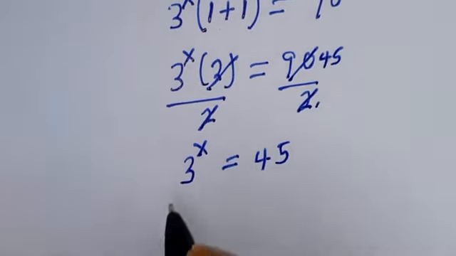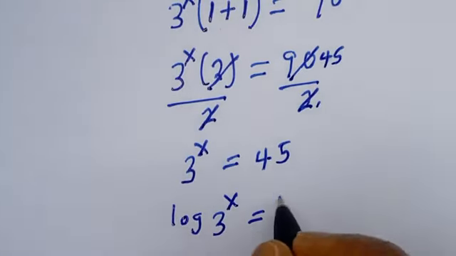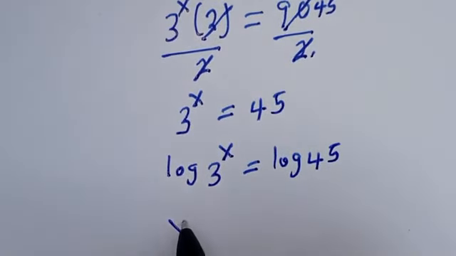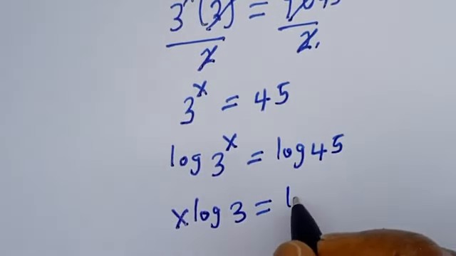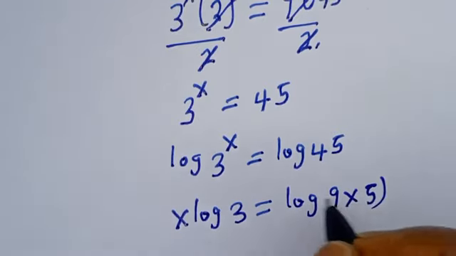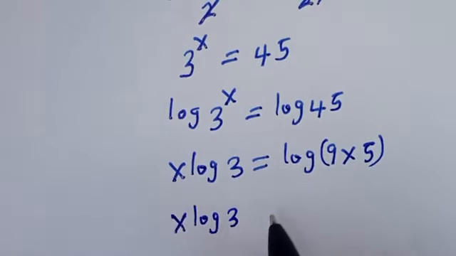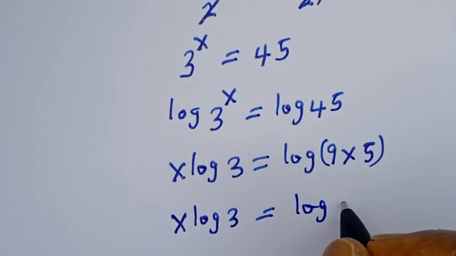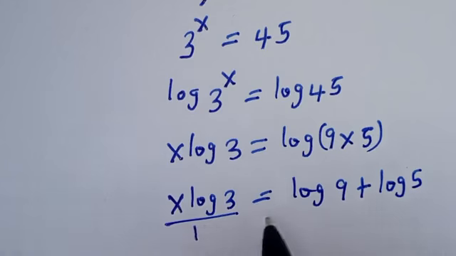Let's take the log of both sides. Log 3 to the power of s is equal to log 45. Then this is s log 3 is equal to log 45, which can be written as log 9 multiplied by 5. This is s log 3 is equal to log 9 multiplied by 5, which can be written as log 9 plus log 5.